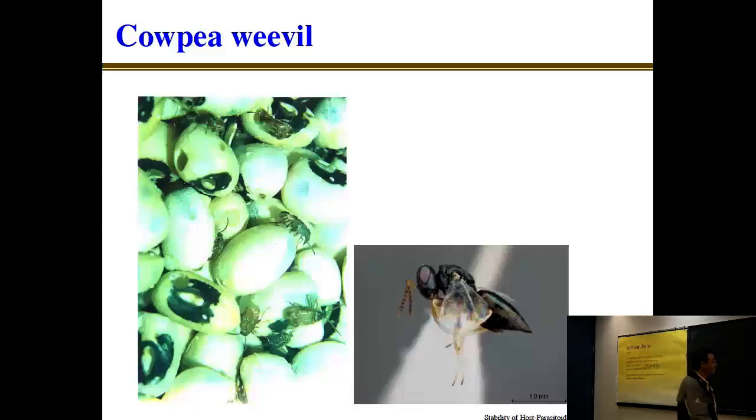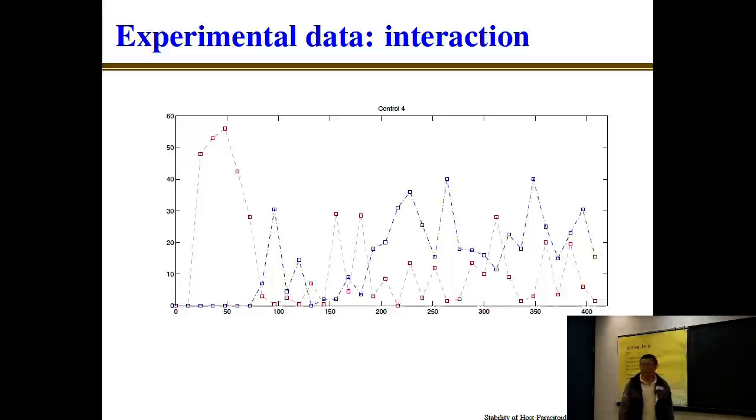And here, this is sample data for just one replica. At the beginning, we introduced the host, and then the host shoots up. And then once we introduce the parasitoid, over here, the host number just drops down.